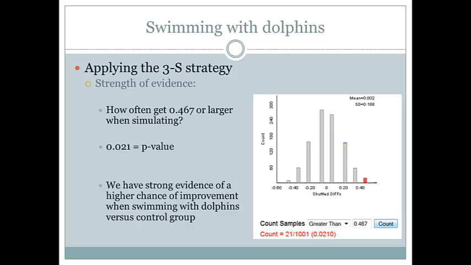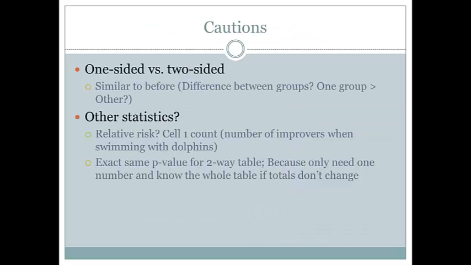In fact, the p-value, the probability of getting 0.467 or larger, is 0.02. This means that we have strong evidence of a higher chance of improvement when swimming with dolphins versus the control group. A couple of words of caution.